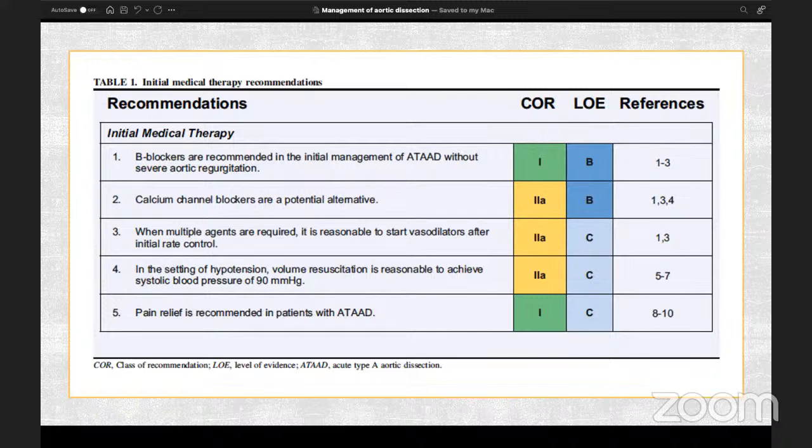So that's why first-line therapy is beta blockers, esmolol or labetalol. Without decreasing contractility with a beta blocker, you cannot start a patient on vasodilators like ACE inhibitors or nitroprusside.